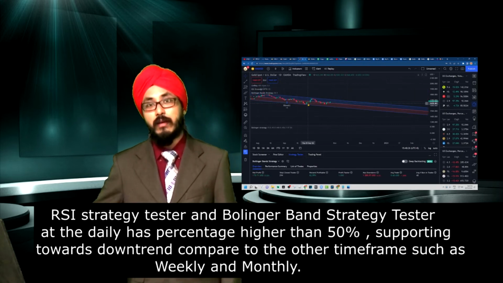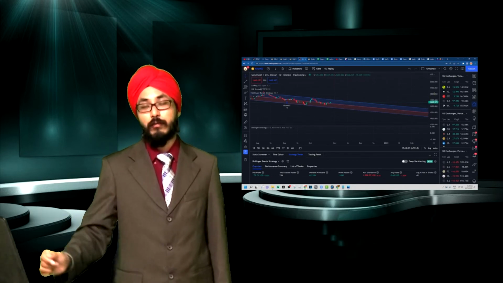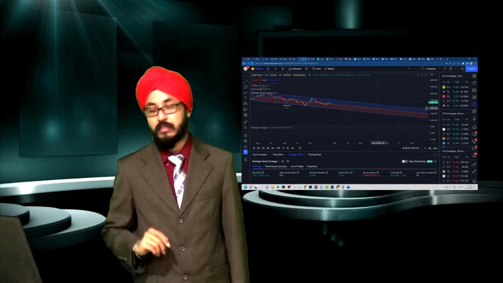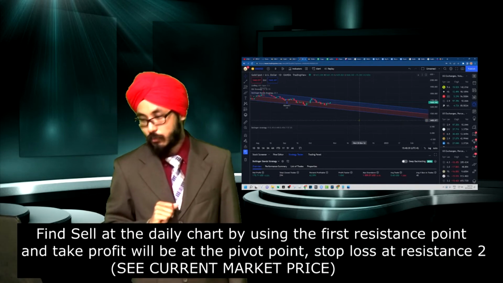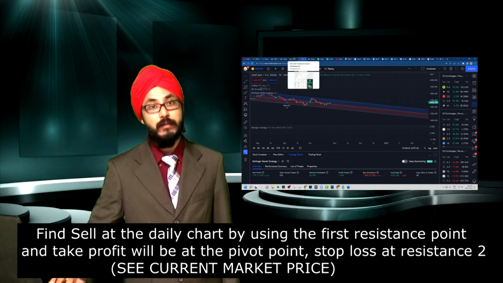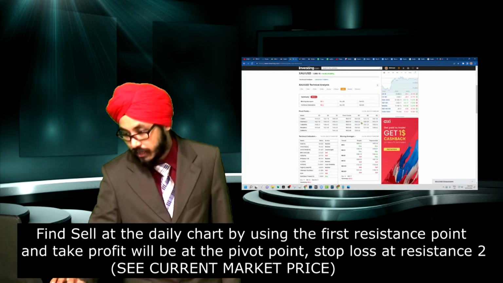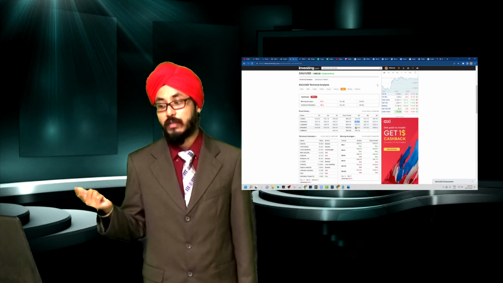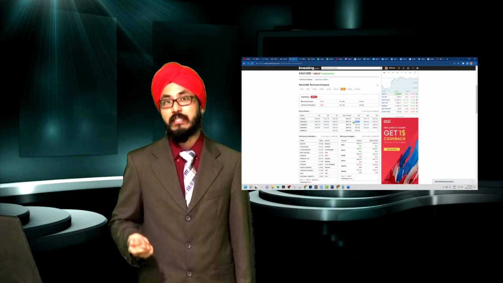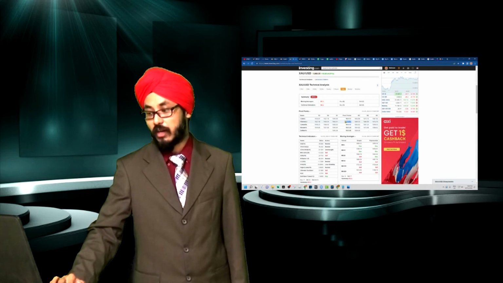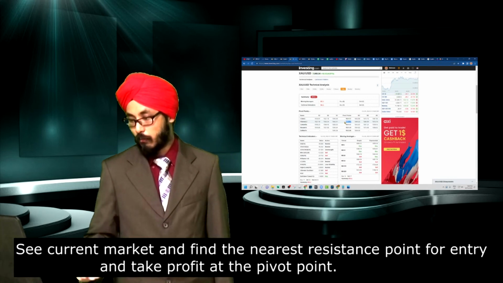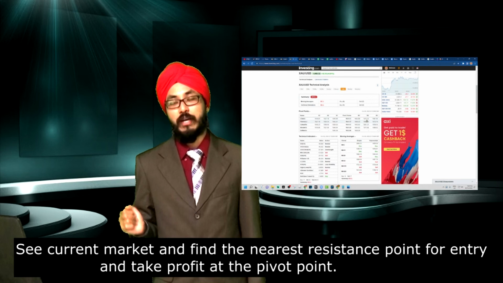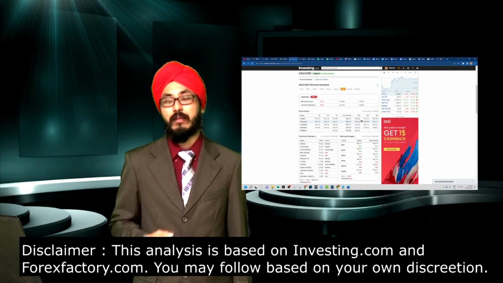Thus, we will look at our resistance points. For resistance 1, we can place our entry at 1716.03, and we can take our profit at the pivot point, which would be at 1669.80. That's how you can place your entry at resistance and take profit at your pivot point. If you would like a stop loss, you can place it at your R2, which would be at 1744.59. So this is how you can do your analysis, and this is one of the easiest ways for you to do your analysis.